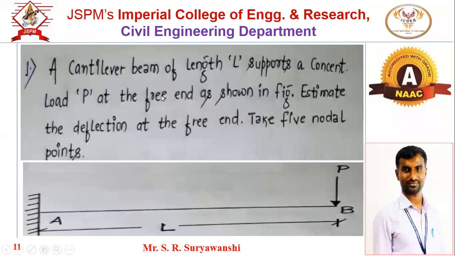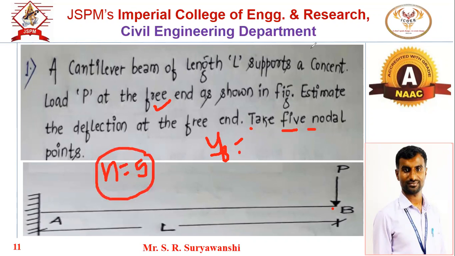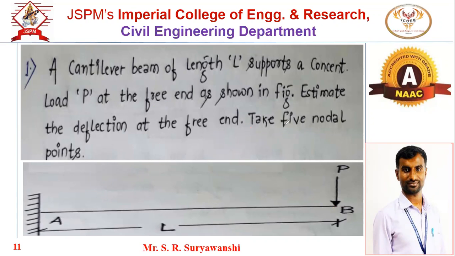Now we will start with the numerical. This is the standard case. A cantilever beam of length L is subjected to a point load at the free end. Then find out the deflection at free end. So what we have to find out is the deflection at the free end. This is the free end, so we have to find out yB. Then they have mentioned, take 5 nodes, or 5 nodal points. So the number of nodes n is equal to 5. Now tell me, what is the value of h? If there are 5 nodes, what is the successive interval?